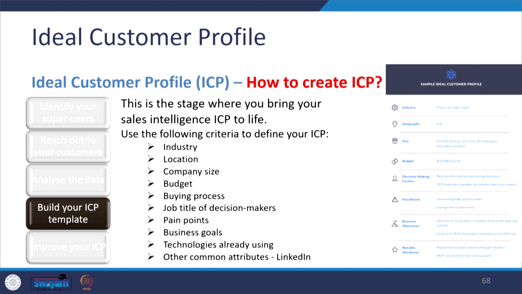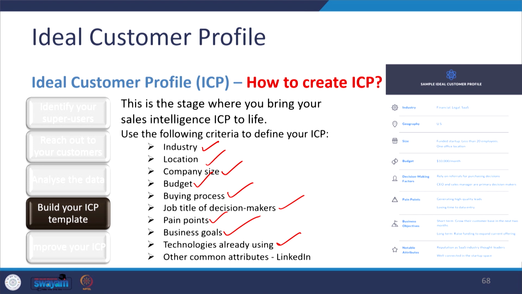This is the result or output of this particular stage-wise process. This is the stage where you bring your sales intelligence ICP to life. So use the following criteria to define your ideal customer profile. Mention their industry, location, company size, budget, buying process, job title of decision makers, pain points, business goals, technologies they are already using, and other common attributes like their presence on LinkedIn, say.